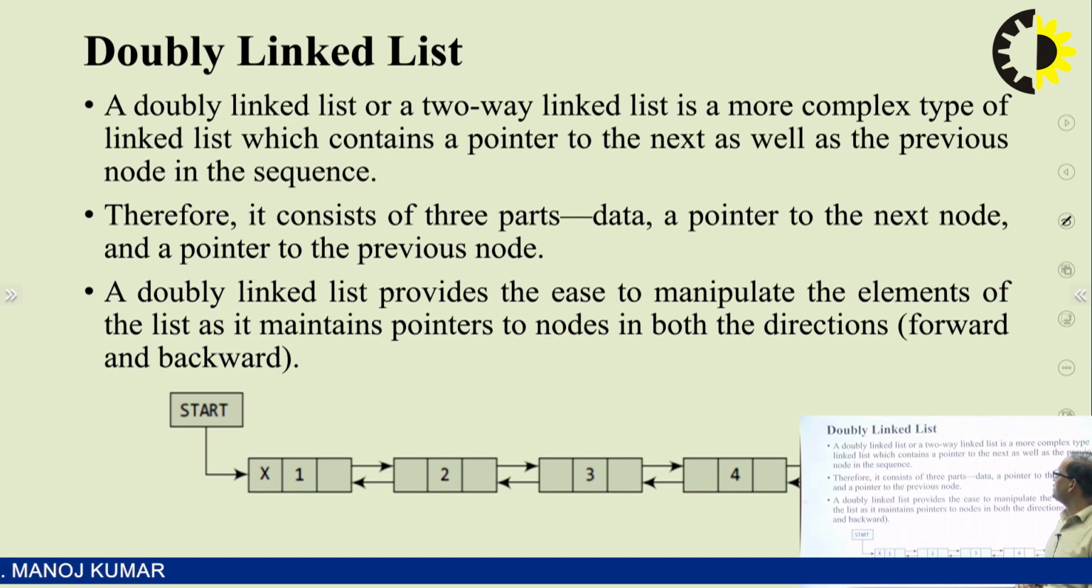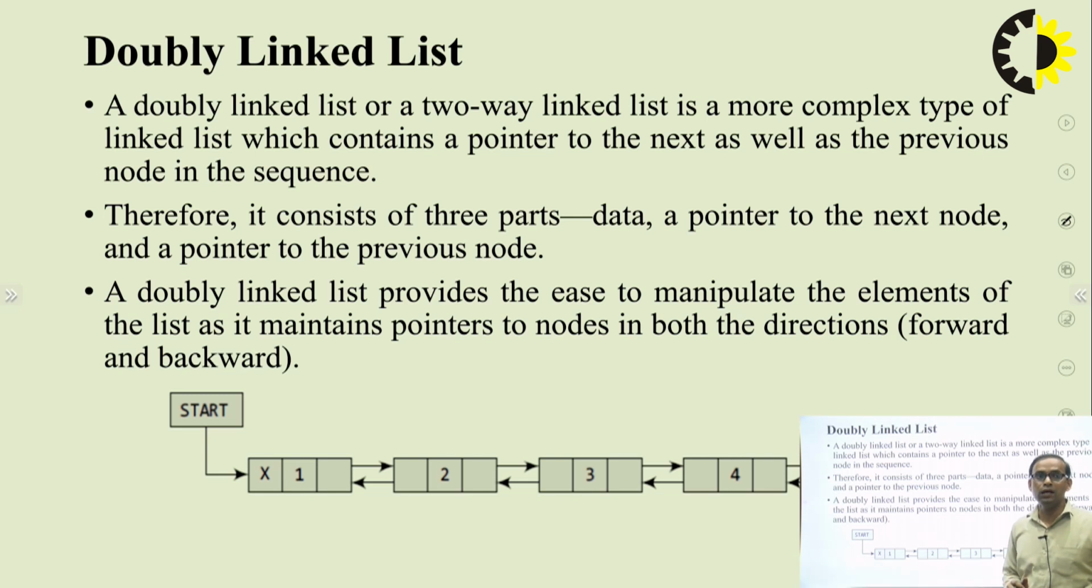A doubly linked list is a two-way linked list, a more complex type of linked list which contains a pointer to the next node as well as the previous node in the sequence. It means in a doubly linked list, a node will also be there, but here the node will contain three parts. The first part is known as the previous field, and the second part is the data field.